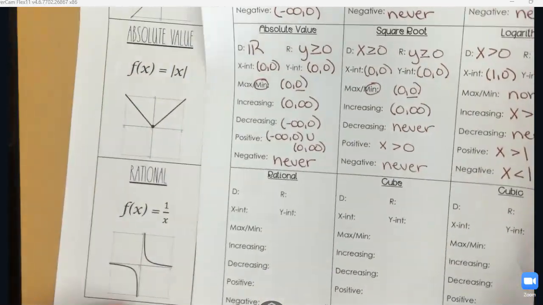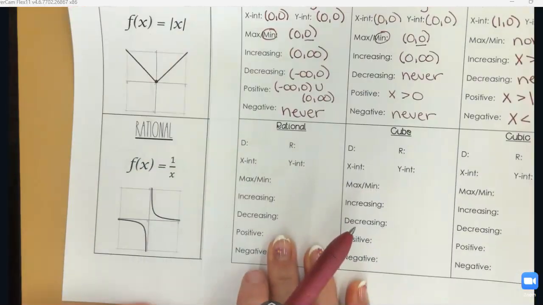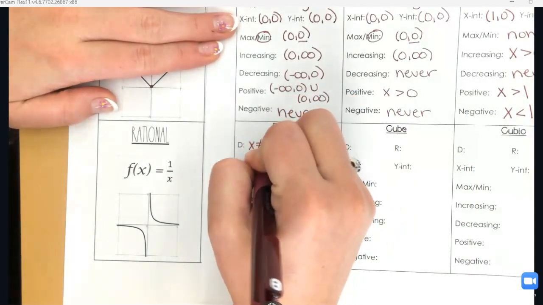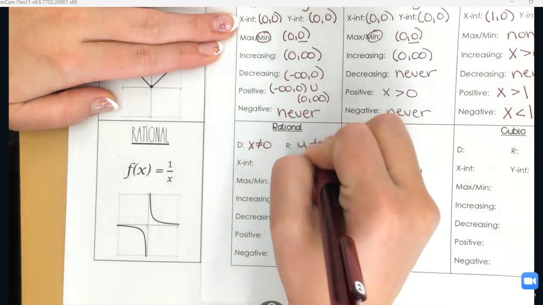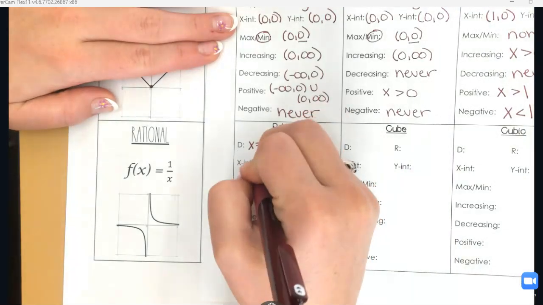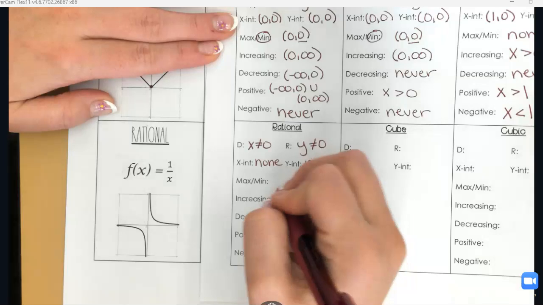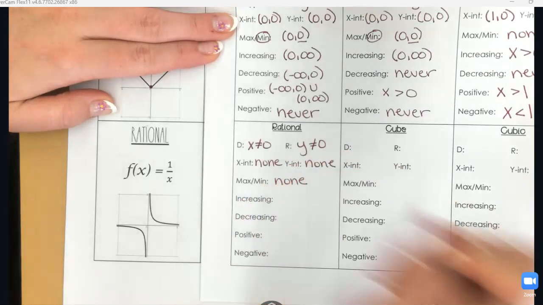Okay, rational. For both the domain and range, we have all values except 0, so x does not equal 0 and y does not equal 0. For that reason, we are not going to have an x or a y-intercept. We also do not have a maximum or a minimum.